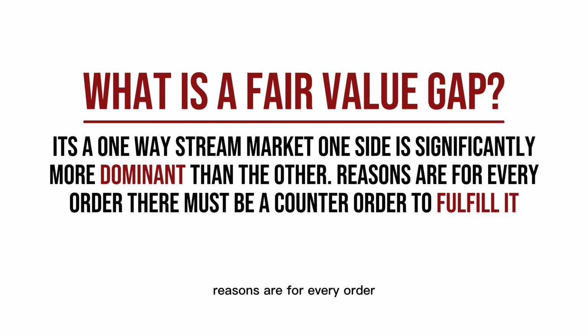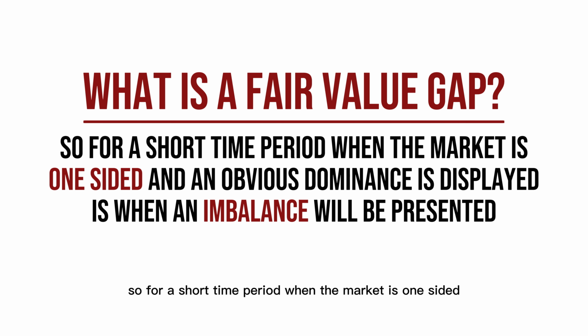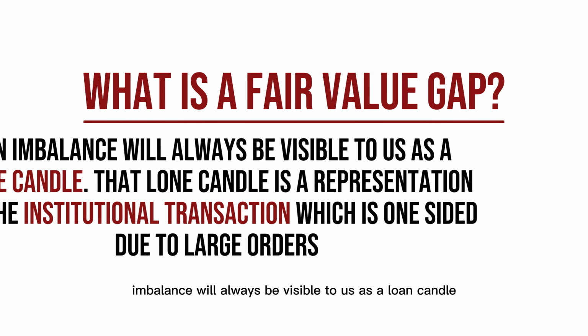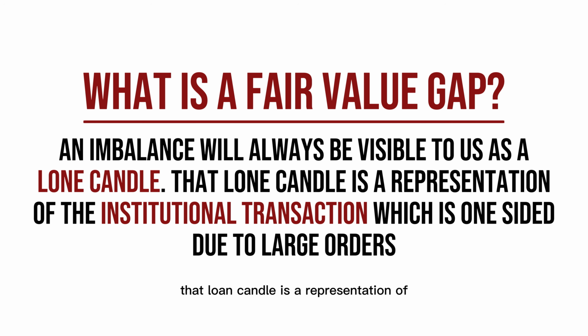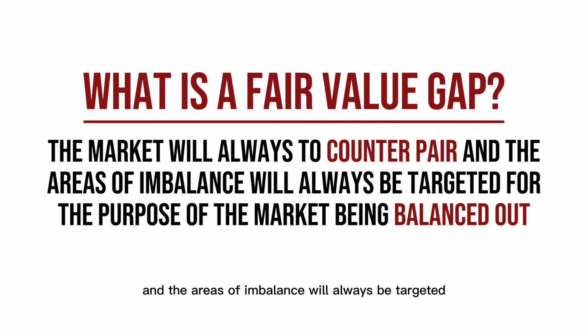The reason is, for every order, there must be a counter order to fulfill it. So for a short time period, when the market is one-sided and an obvious dominance is displayed, an imbalance will be presented. An imbalance will always be visible to us as a lone candle. That lone candle is a representation of the institutional transaction, which is one-sided due to the large orders. The market will always look to counterpair, and the areas of imbalance will always be targeted for the purpose of the market being balanced out.